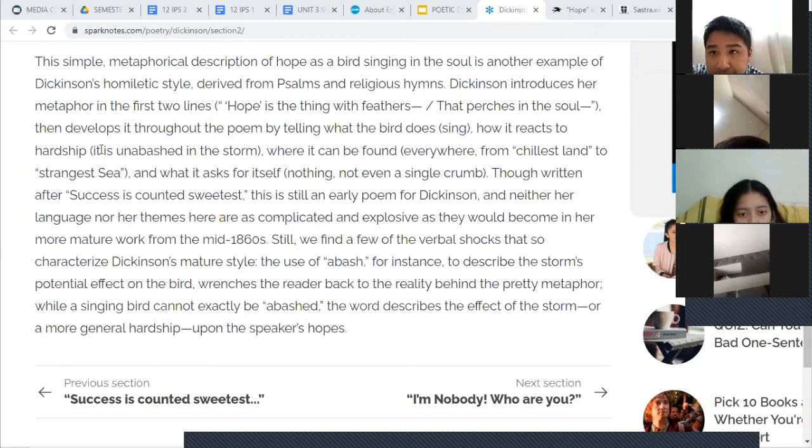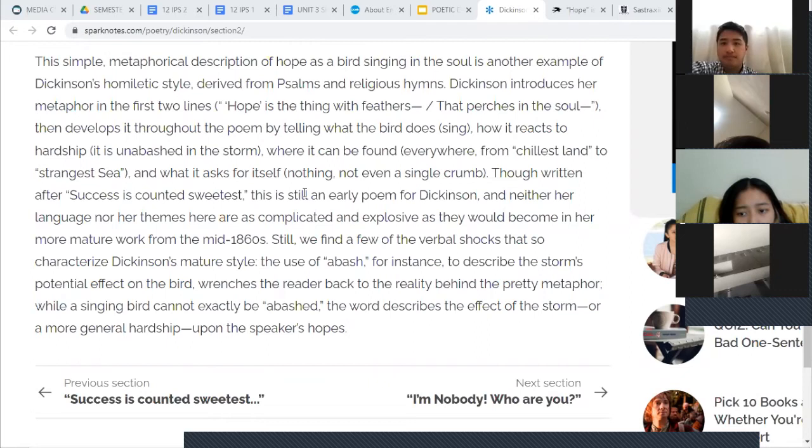She explains how it reacts to hardships. It is unabashed in the storm. Abashed means embarrassed, ashamed. But she talks about how this bird, through hardships and storms and difficulties, is not embarrassed, and the bird is not ashamed. It keeps moving forward. It goes from storm to storm through difficulties. It keeps going. And what it asks for itself is nothing. It doesn't seek itself. It doesn't seek what it needs.